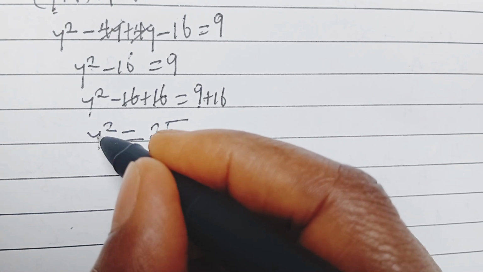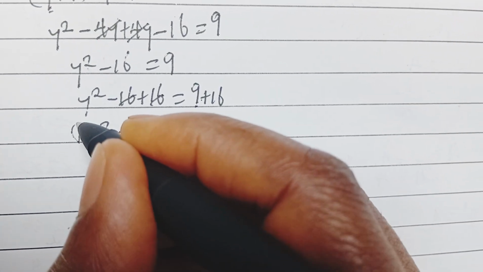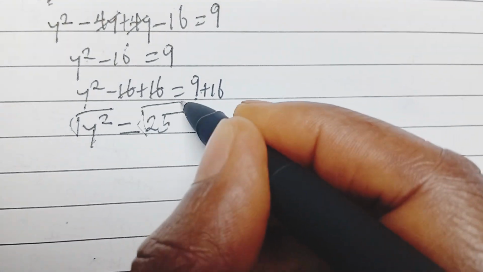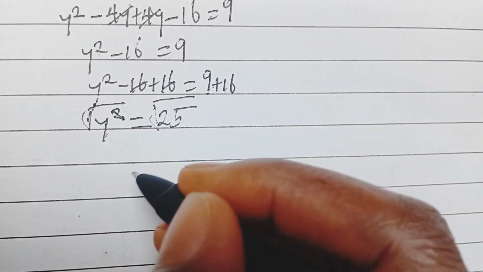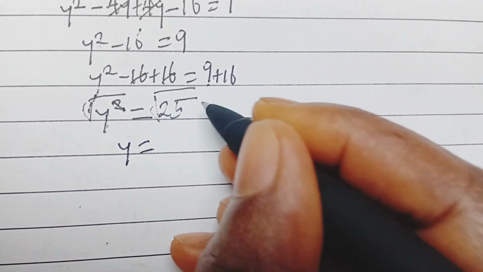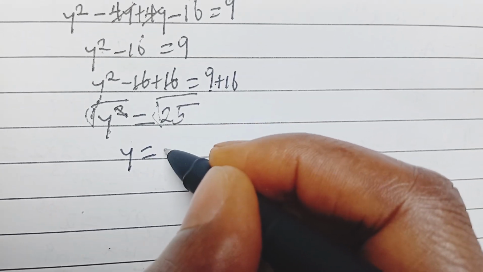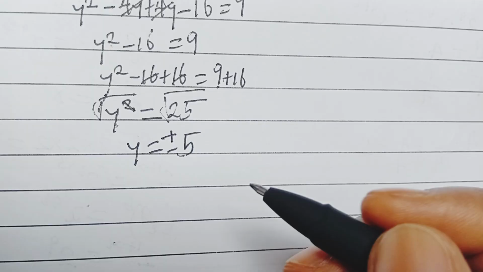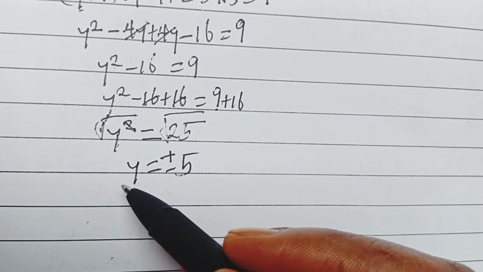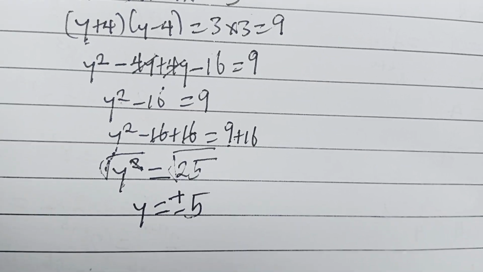So to get rid of this square, we take the square roots of both sides. So this square and the square root sign would go. Now we have y is equal to the square root of 25, which is plus or minus 5. Alright, so y is equal to plus or minus 5.